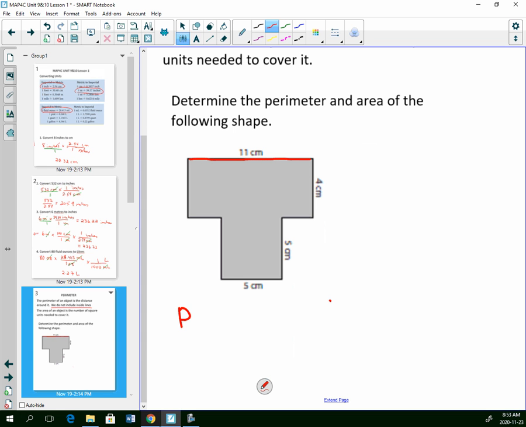So if I want the outside, I know this is 11. So I'm just going to write my perimeter here. I'm just going to pick a spot and I'm going to go around. So I know this is 11. This is 4. I don't know this, so that's a side I need to figure out. Okay, so I know that this whole side is 11 and this is 5. So if I take 11 and subtract 5, I'll get 6.